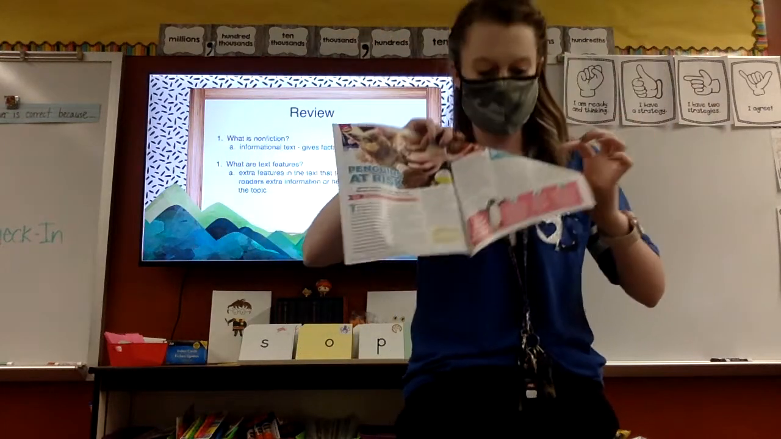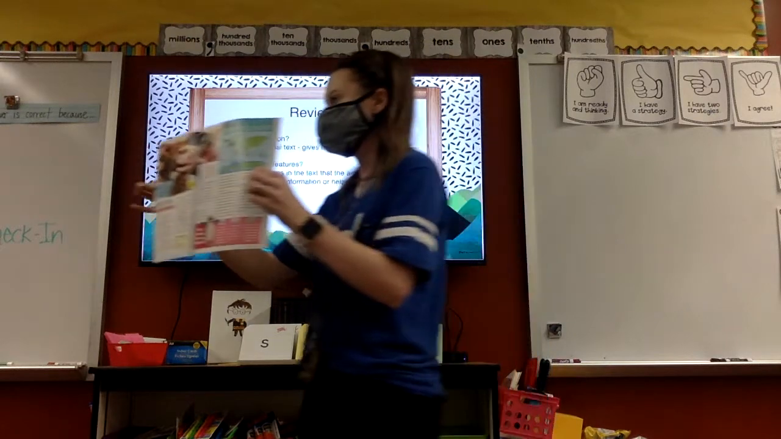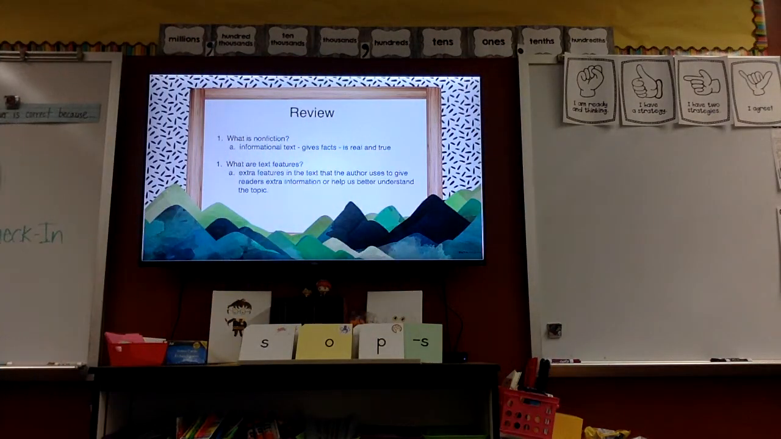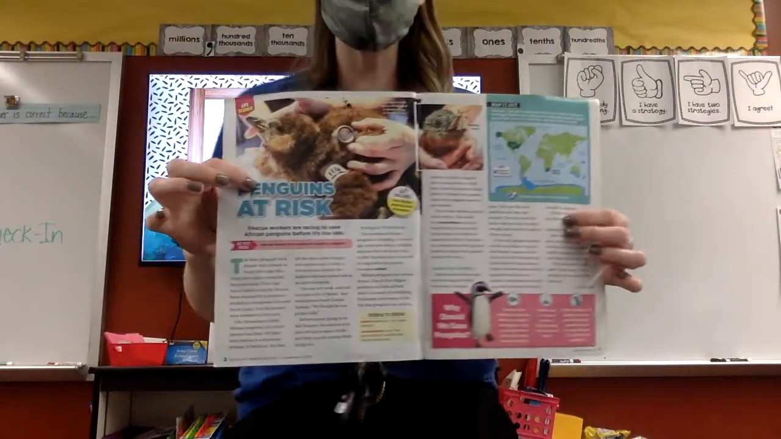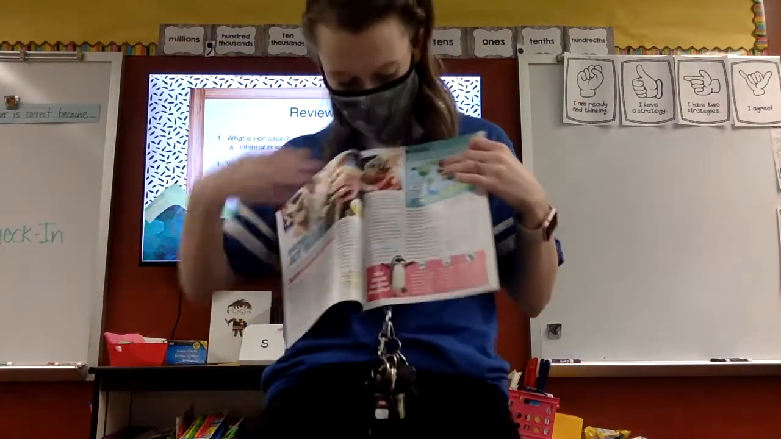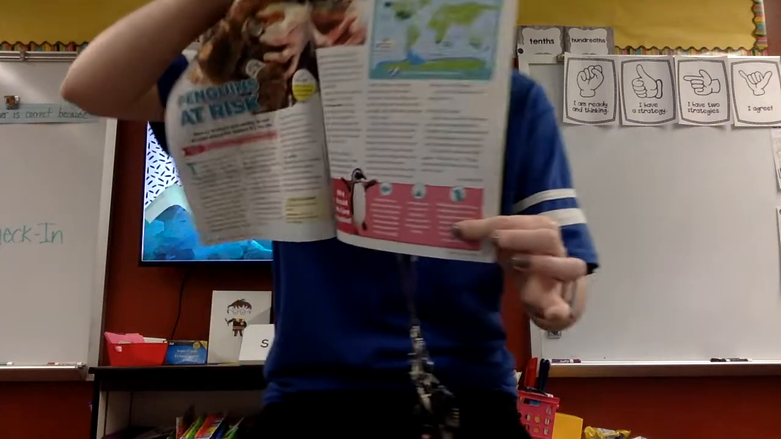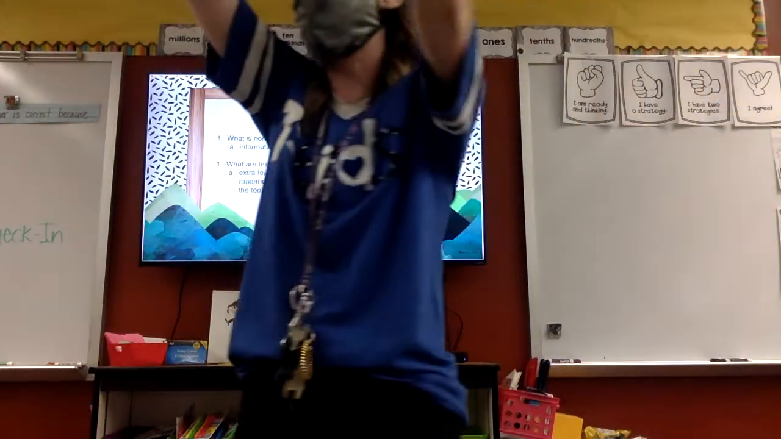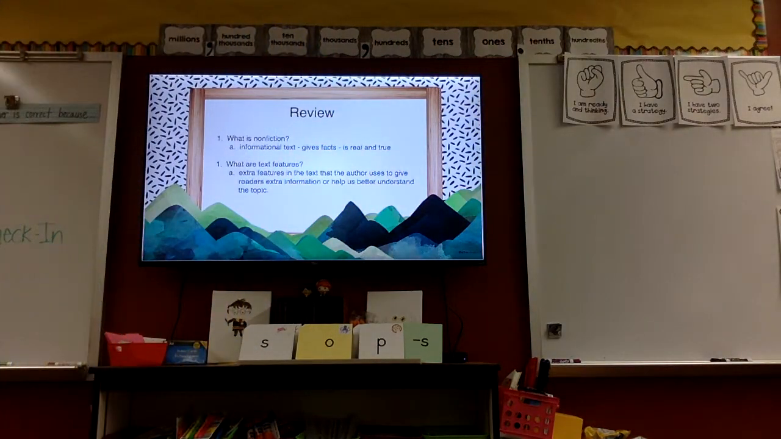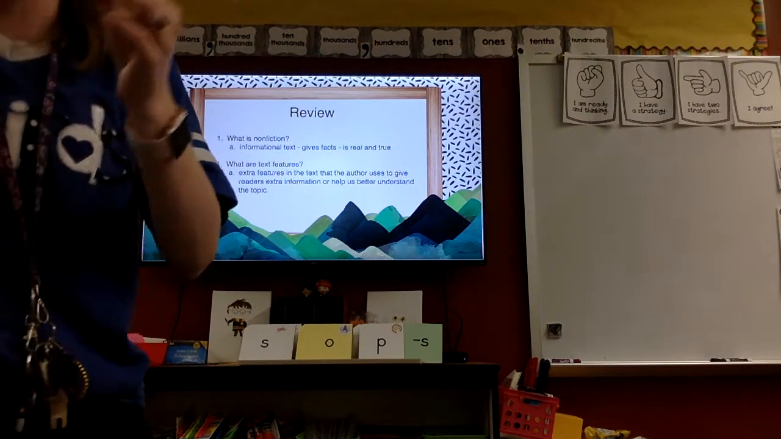What do you call this big thing right here in those big letters? A title. I see a title. I see pictures. I see a map. What do you think we would call this part? Show it to my virtual kiddos. What would we call this part down here? This pink box down here. Is that part of the words or is that giving us extra information?